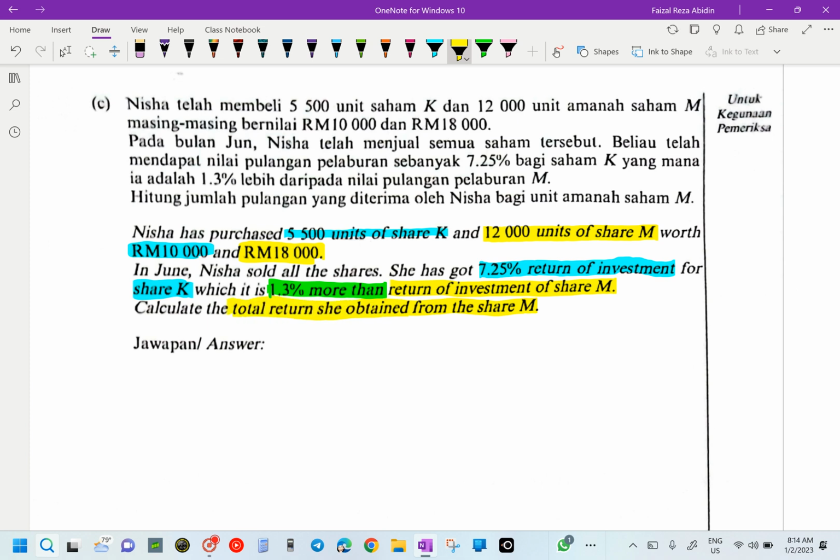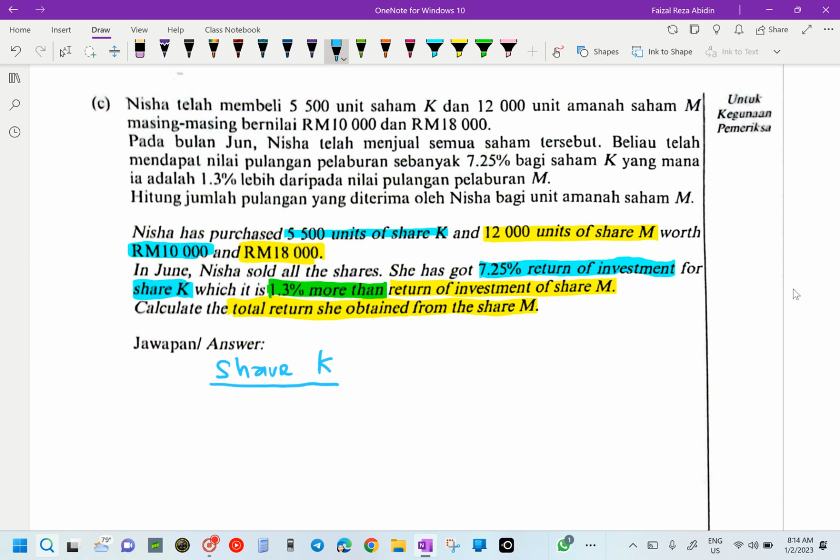If you look at the question here, many of you didn't understand it. What did the question give? That's why I put all the highlights there to differentiate between our share K and share M. First thing, what did the question give to us? It is the units of share K, how many units, and the price. We look at share K first.